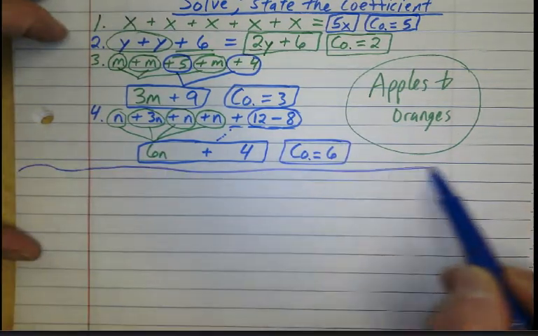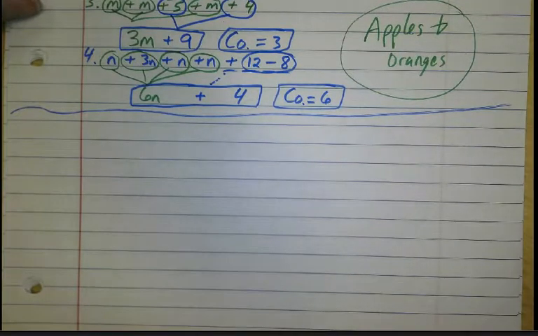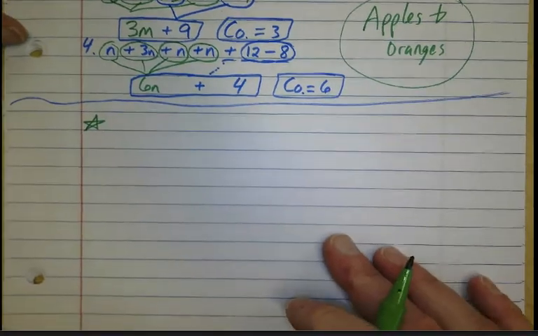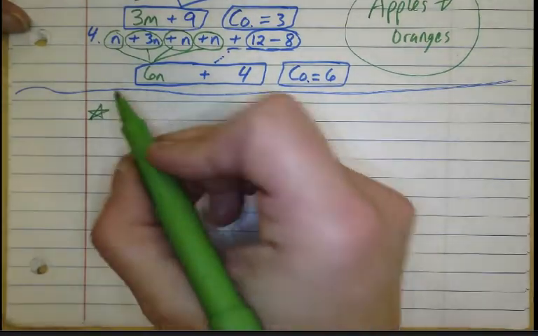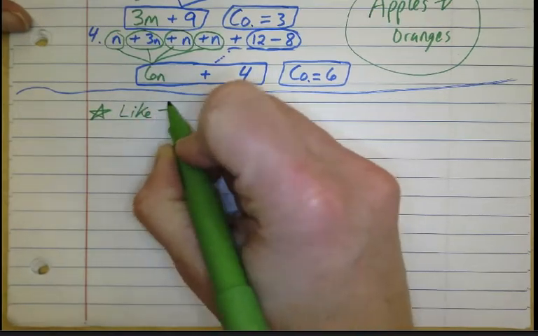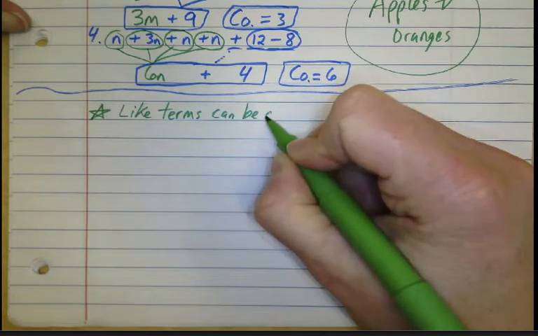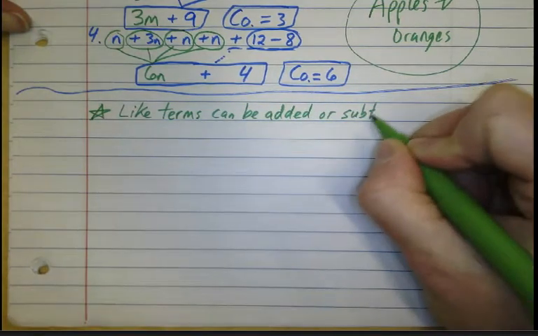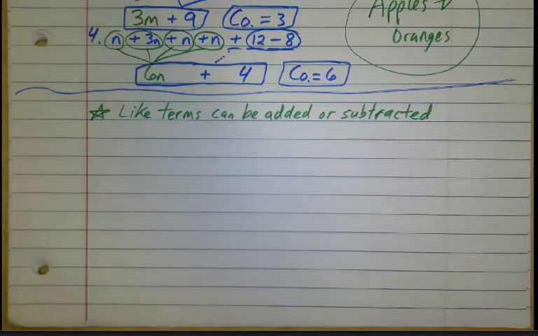Another thing you're going to see in your notes today, because you're going to see it in your homework, you're going to have directions that tell you to combine like terms. Like terms can be added or subtracted. What do I mean by like terms? Kind of like our apples and oranges. They could be added or subtracted.